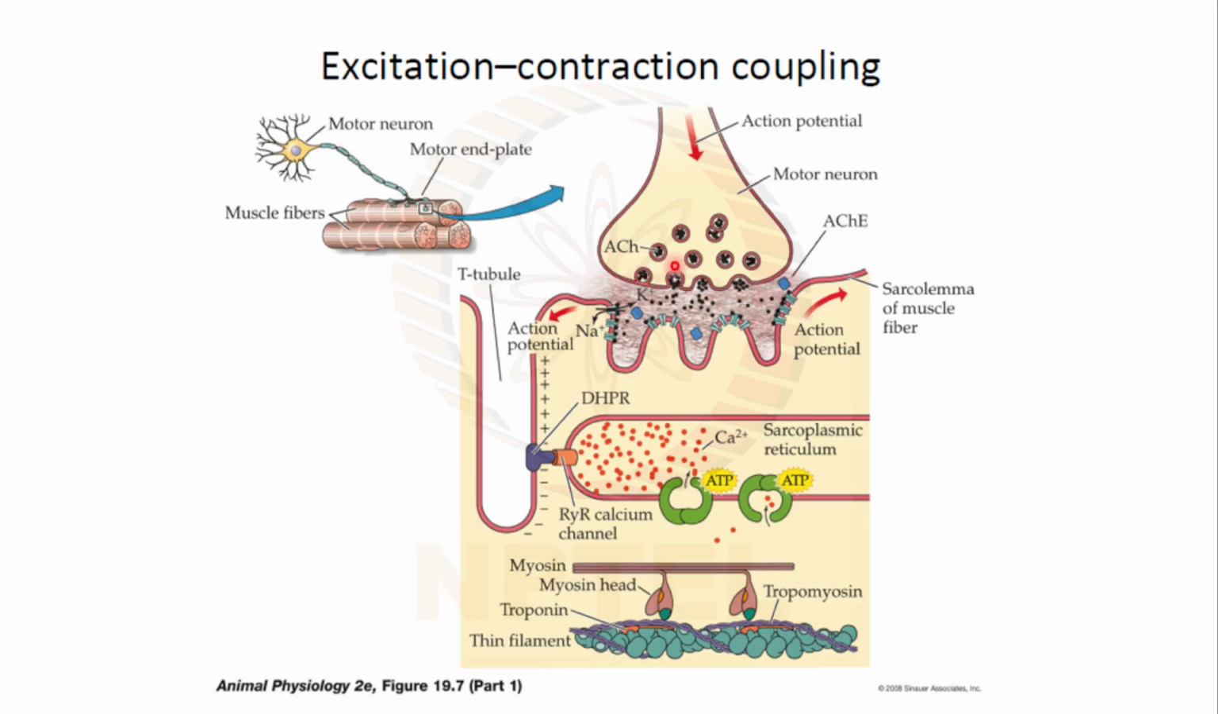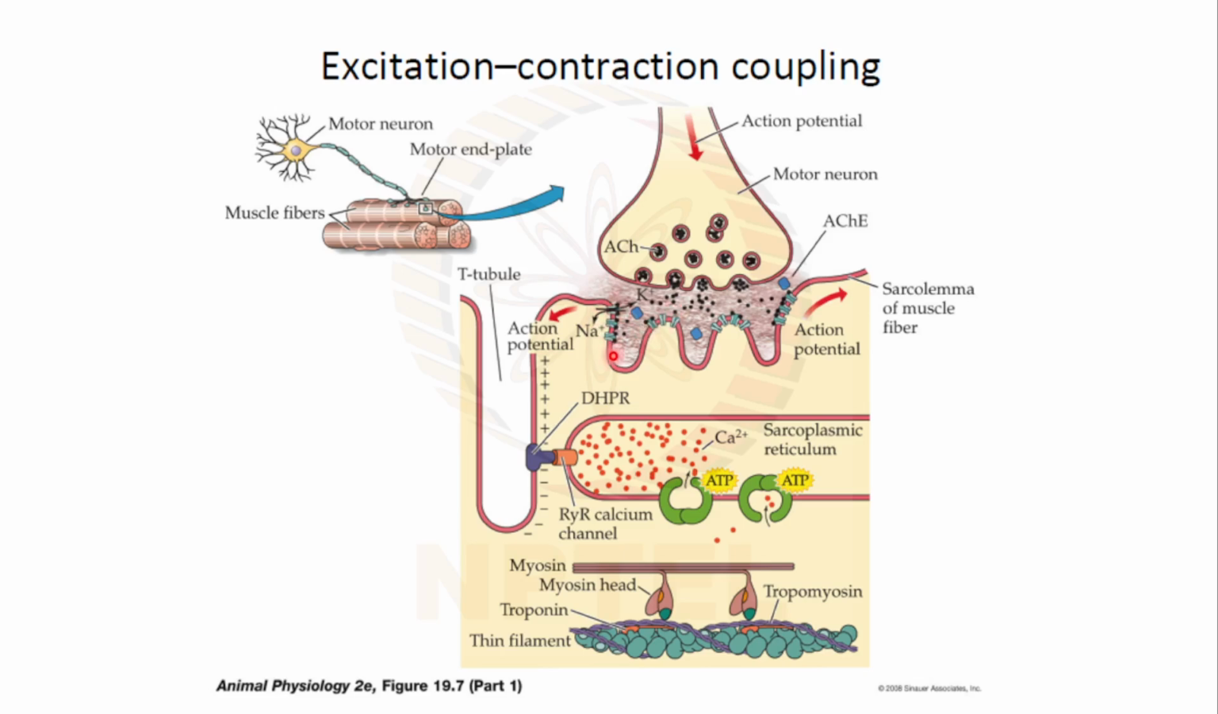When these vesicles fuse with this presynaptic membrane, then acetylcholine, which is a chemical and a neurotransmitter, will be released into the synaptic cleft. And this will act on these channels. There are ion channels present in this postsynaptic membrane, so this will cause the action potential change here.